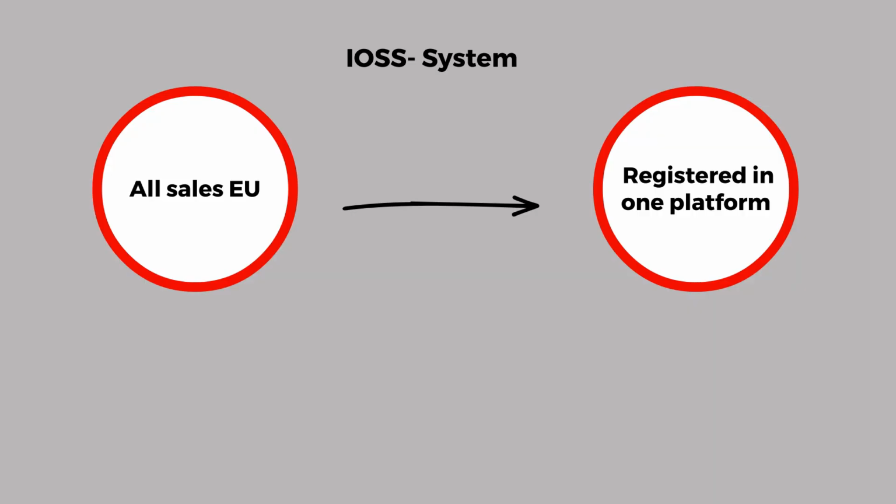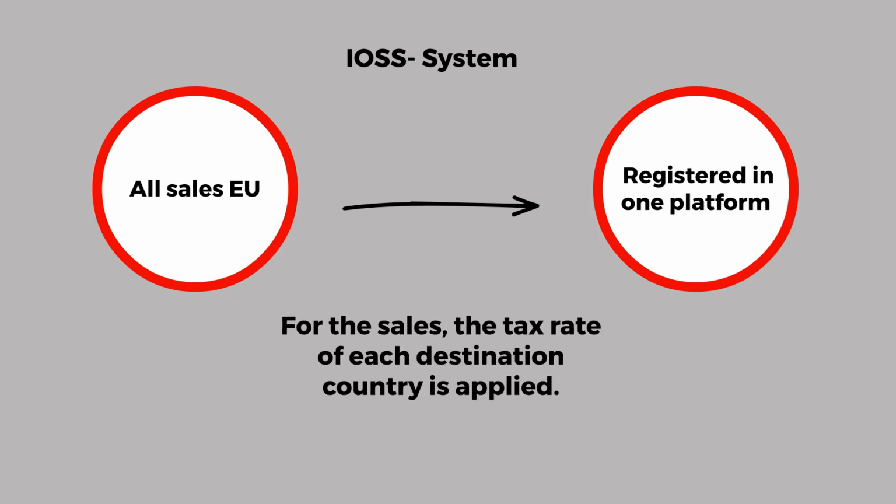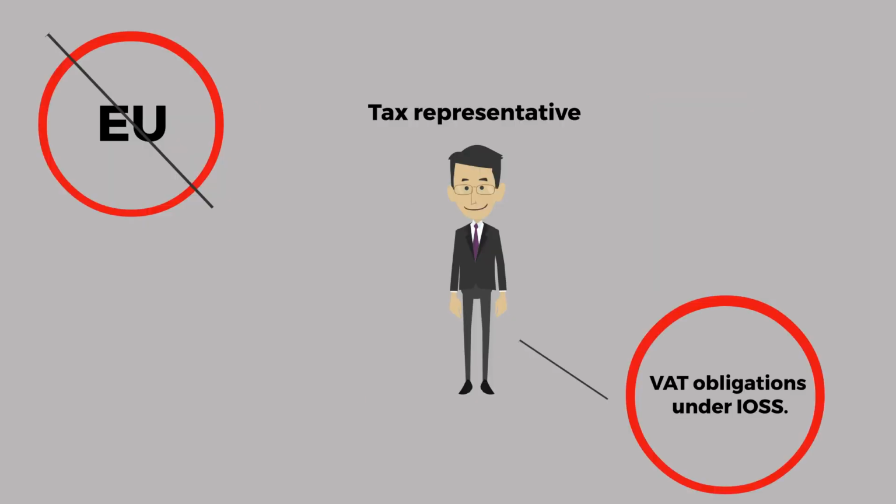If an interface is used to sell these goods, the entity with this interface is considered to be tax subject. The VAT for all such sales to buyers within the EU can be registered in one platform at one member state. For the sales, the tax rate of each destination country has to be applied. Suppliers that are not based in the EU normally need to appoint a tax representative in the EU to fulfill their VAT obligations under IOSS.